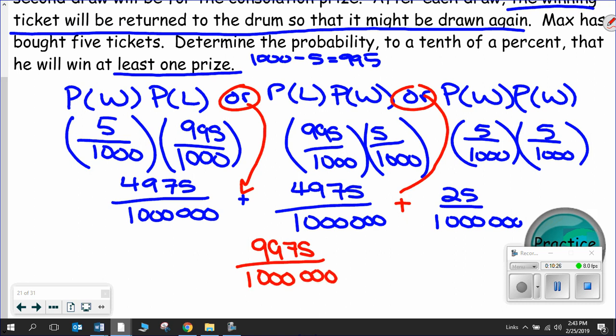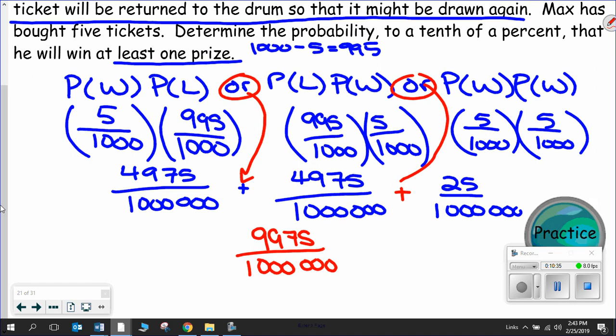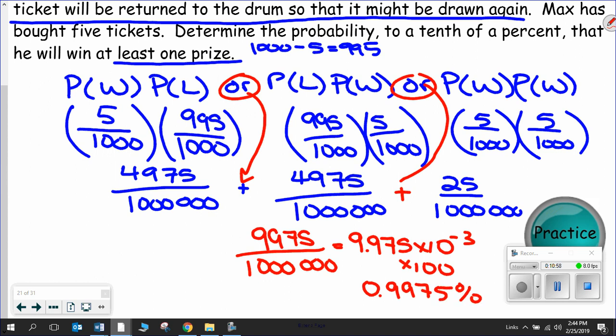Now this question said to the nearest tenth of a percent, so I need to change it to a percentage. So I will divide. My calculator says 9.975 times 10 to the negative 3. That's scientific notation. All I'm going to do is take that answer and times it by 100, and then I will get a nice percentage. So if I times that by 100, I get 0.9975%. It did say to the nearest tenth, so the nearest tenth is 1 decimal place, so I would round up to 1.0% chance that he will win at least one prize.